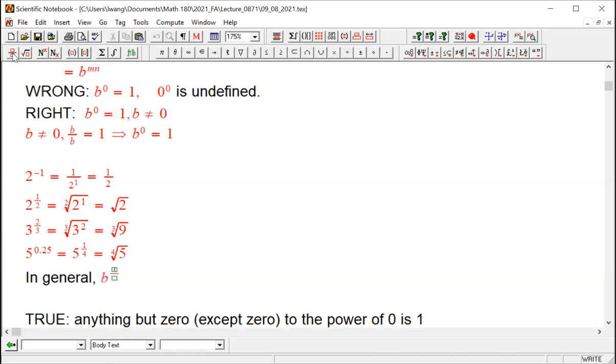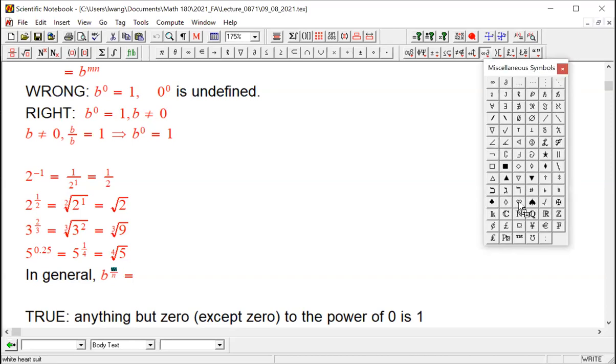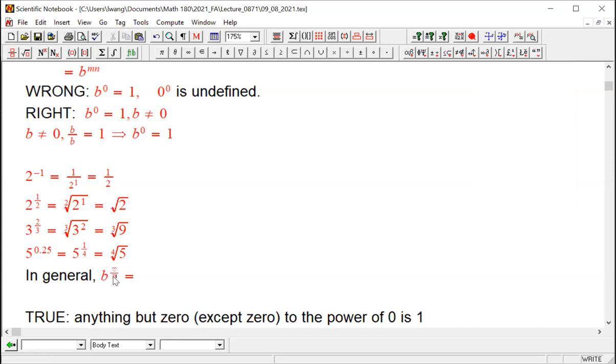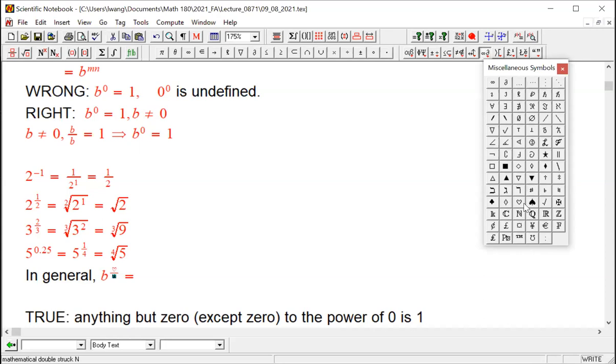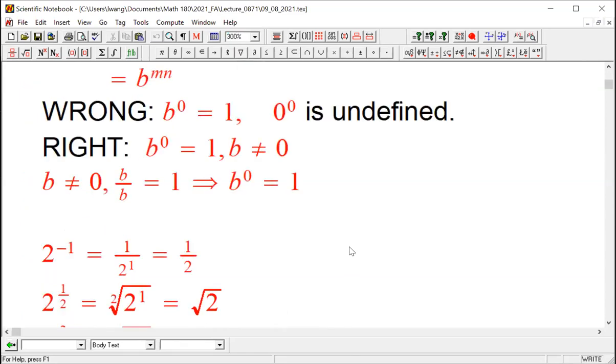raised to the power of m over n, or I'm not going to use m over n. I'm going to use something else. I'm going to use something more fun. I'm going to use a heart here. I'm going to use a spade. I'm going to make the fonts a little bit larger, okay?